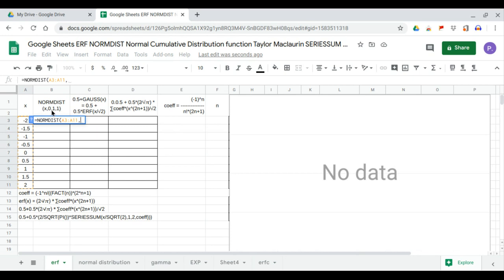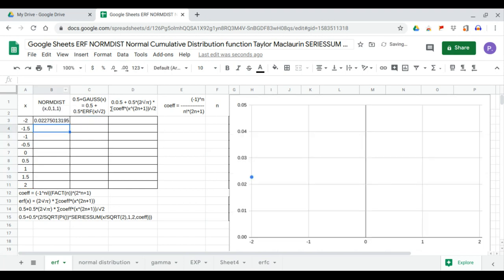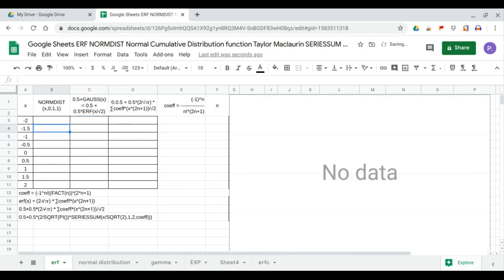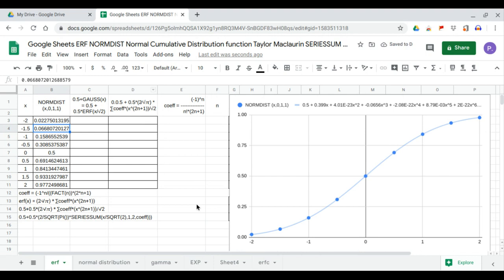and the mean is 0, 1 for the standard deviation, and 1 because it is the normal cumulative distribution function. It has to be an array formula, so we will use an array formula. So here we have the normal distribution trend line.